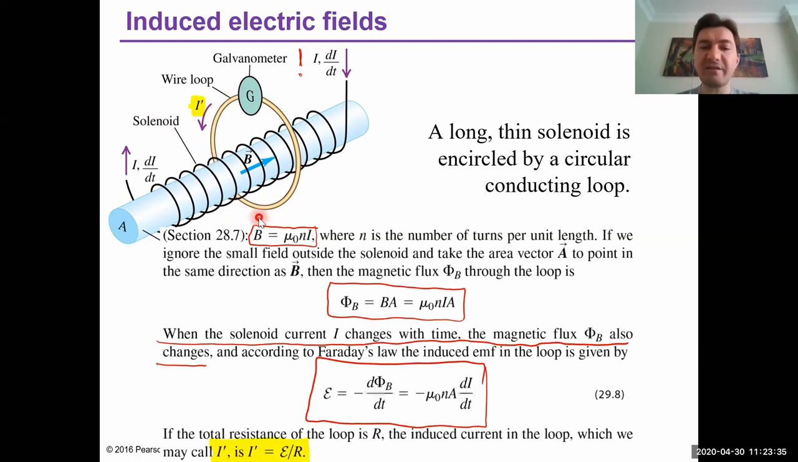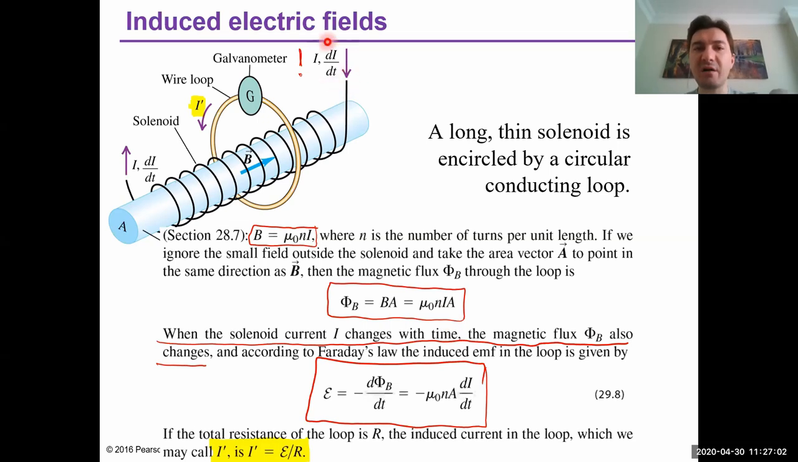So let's try to calculate what that EMF is in that conducting wire. The magnetic field due to that solenoid is given by mu zero n times I, where n is the number of turns per unit length, I is the current in the solenoid, and mu zero is a constant. The magnetic flux is given by B times A, if you choose the A direction parallel to B. Then we have mu zero n I times the area of the conducting loop. Now look at that current. This current changes with time. If the current changes with time, then this magnetic flux will also change.